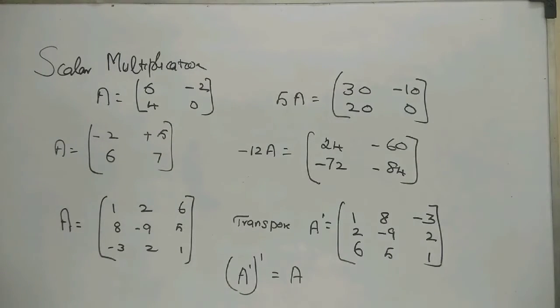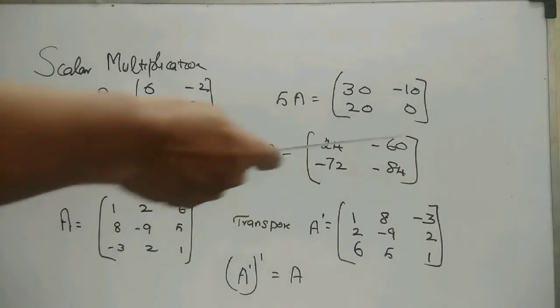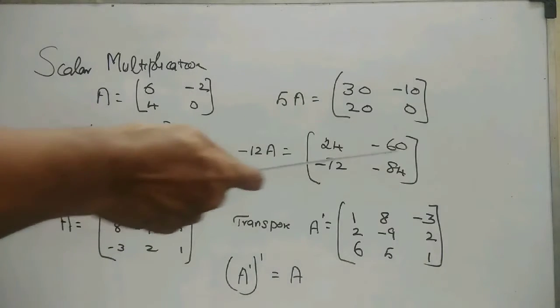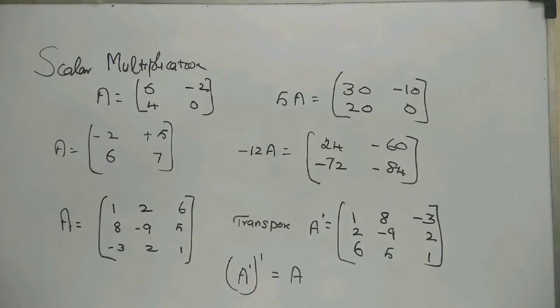Suppose I have taken another example. A matrix is given. I am asking you to find out minus 12A. Simply as it is, you have to multiply with minus 12. That's all. So minus 12 into minus 2 is plus 24, minus 12 into 5, minus 60, minus 12 into 6, minus 72, and minus 12 into 7, that is minus 84.